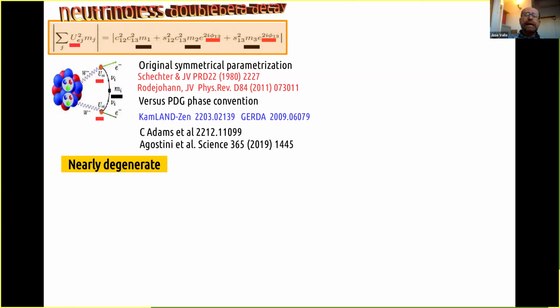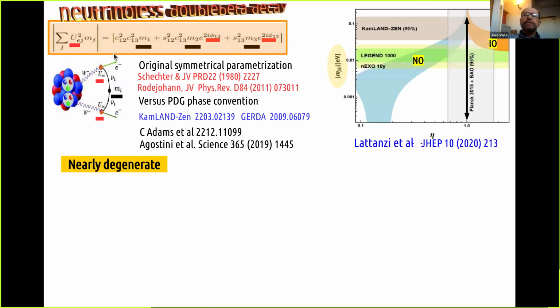So our task here is to determine, taking into account the oscillation experiments, what are the allowed values for this amplitude m beta beta. And this is shown here in this plot, which is given in terms of this dimensionless parameter eta, so that when eta is 1, all neutrinos are degenerate, and this will give the maximum m beta beta entry. This is, of course, already ruled out by the KamLAND-Zen experiment.